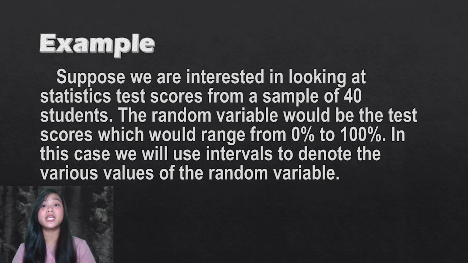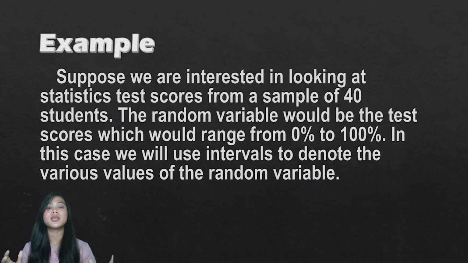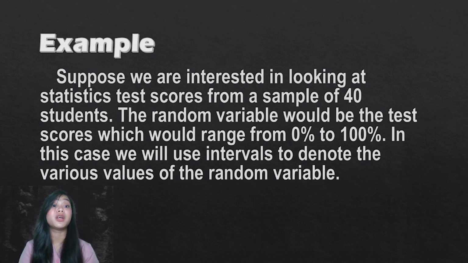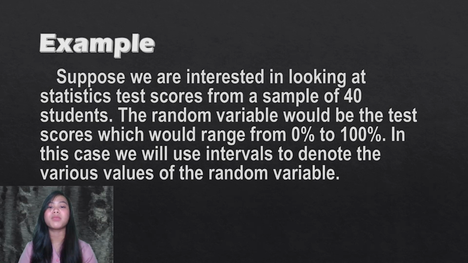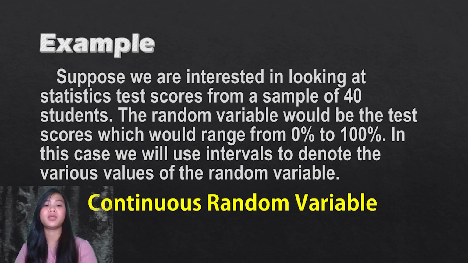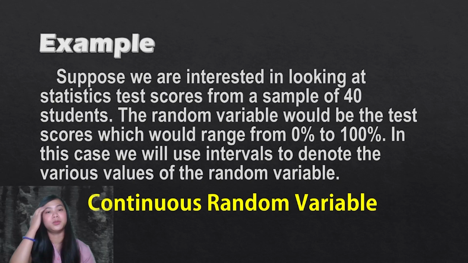Suppose we are interested in looking at statistics test scores from a sample of 40 students. So the random variable here would be the test scores, and the values will range from 0% to 100%. So in this case, we are using intervals to denote the various values of the random variable. Meaning, since it has an interval, it cannot be counted, we can just measure the test scores. So this is an example of a continuous random variable.